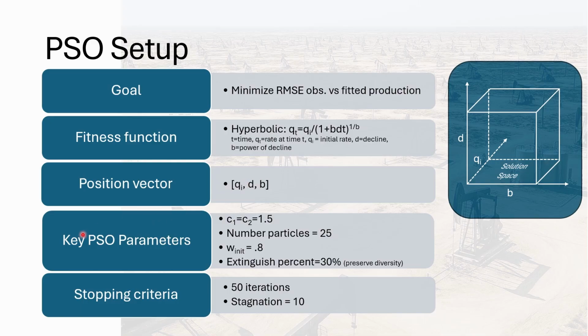Some PSO parameters we're going to set up are the c1 and c2 values set at 1.5, number of particles 25, the w factor for the inertia is 0.8, and an extinguish percent of 30% to preserve diversity. Stopping criteria is either 50 iterations or stagnation of 10, whichever comes first. So our solution space is affected because we have three things. We can't graph it in a 2D space. It's basically a cube, with again the qi, the D, and the b.